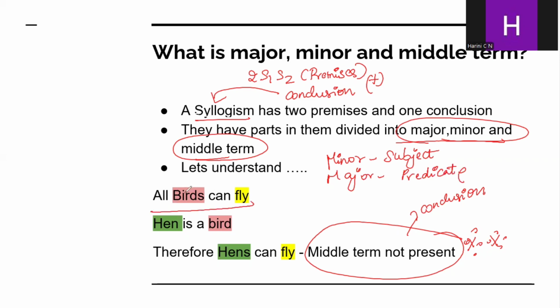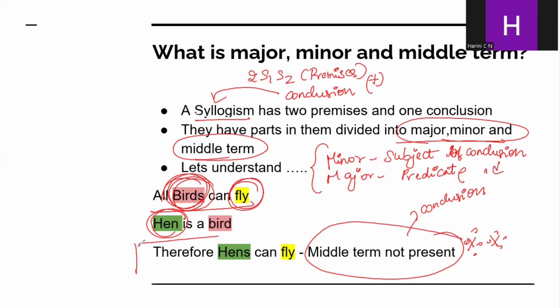In a sentence like this, what is predicate, what is subject? Subject is the one that comes in the beginning of the sentence, and predicate is the one that comes in the end of the sentence. So here, the two major important points are: the minor term is present in the subject of the conclusion, you need to take the conclusion into consideration, and the major term is present in the predicate of the conclusion.